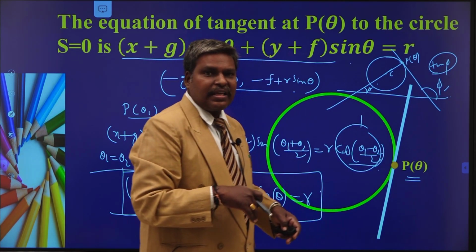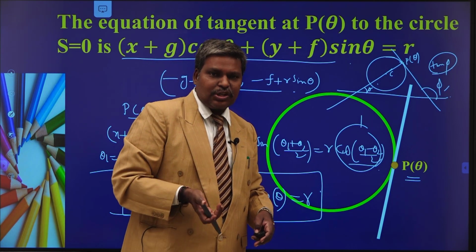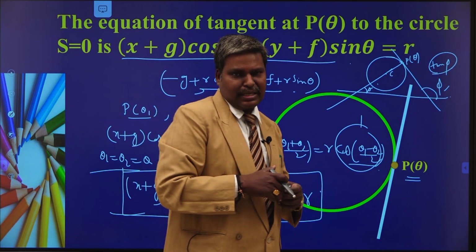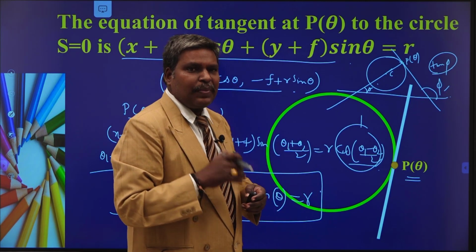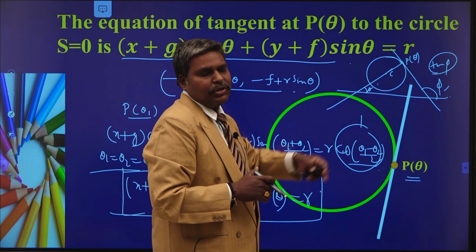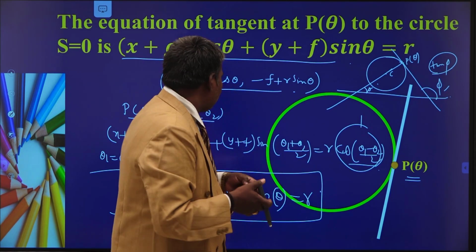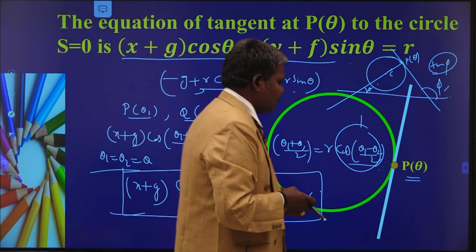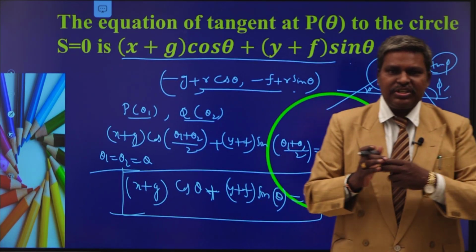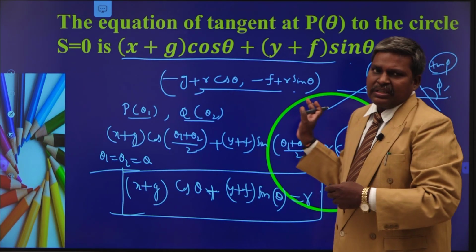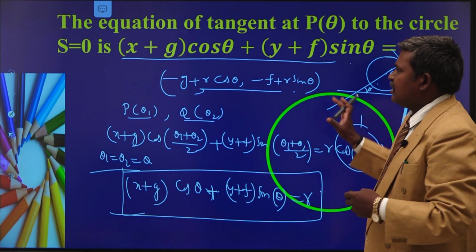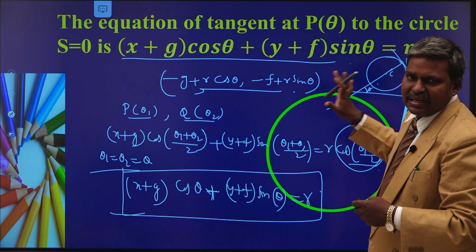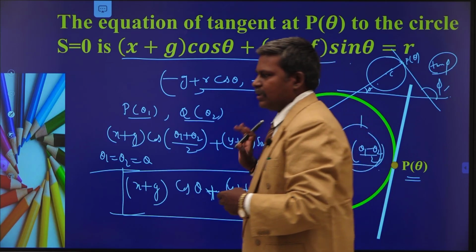Sometimes they ask to find the equation of tangent at P of theta where theta is equal to pi by 3. That pi by 3 is not the inclination of the tangent to the circle. Pi by 3 is the parametric point. So here theta is given to you. At that time you have to use this formula itself: (x plus g) cos theta plus (y plus f) sin theta is equal to r. So you distinguish these two things very carefully, then only you can write the correct answer. Understand? This is tangent at P of theta. Theta is not the inclination of the tangent at theta to the circle. Understand?